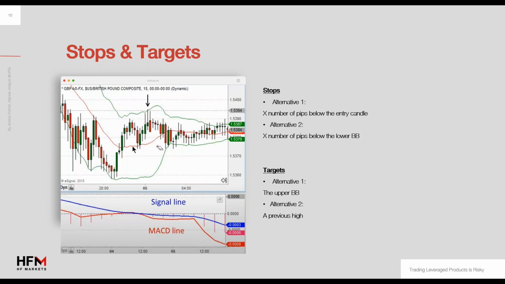So can you see that it indeed eventually touched the middle line target, which was over here? After 1, 2, 3, 4, 5, 6 sessions, it hit my target. It didn't go down to the lower Bollinger Band, but it hit the first target. So those are alternatives. You can use the Bollinger Band lines, either the middle or the lower or the upper one. They can both be used as stops or targets, and so can the previous highs or lows.